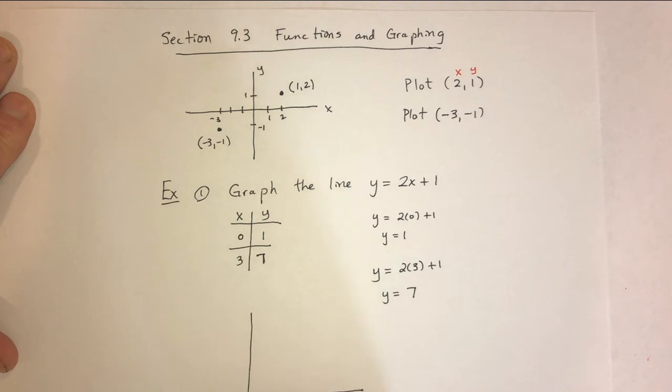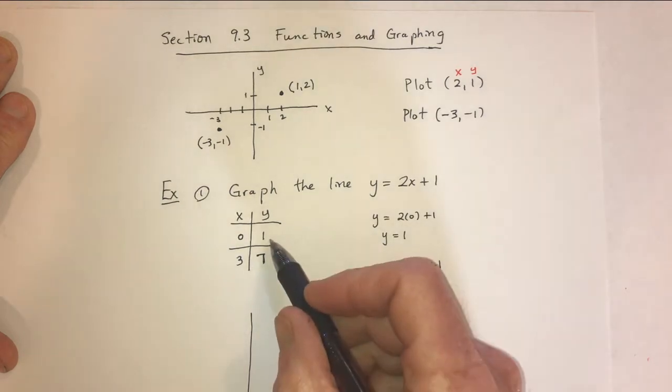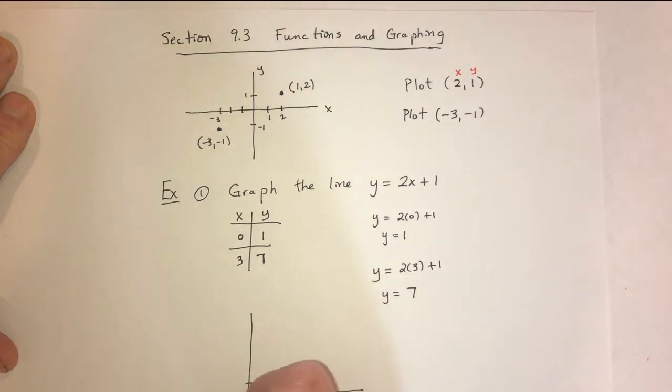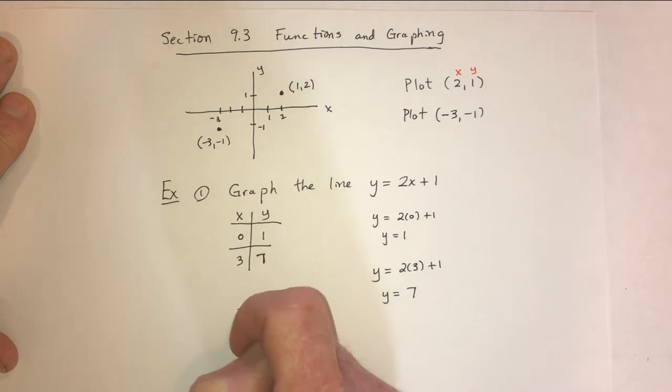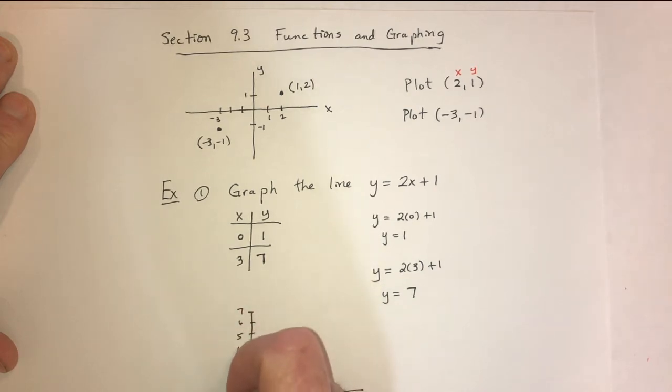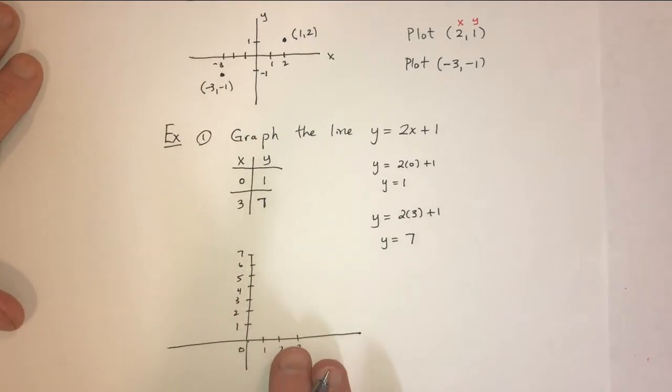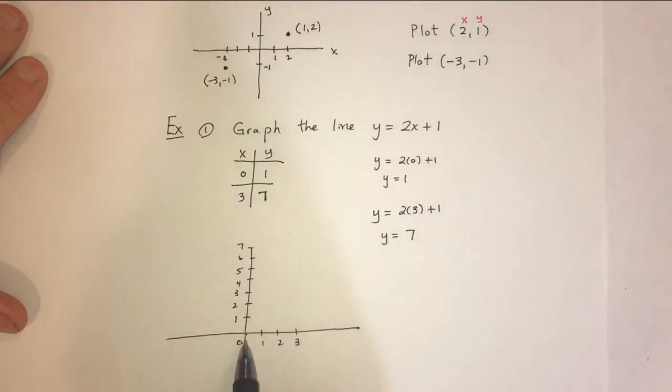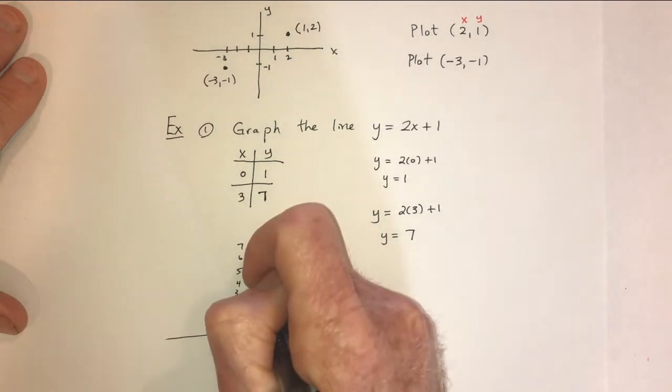So on the x-axis, I need 0, and then 1, 2, 3. And for the y's, I need to go up to 7. 1, 2, 3, 4, 5, 6, 7. And then plot the 2 points. So in the x direction, sorry about that. In the x direction, go 0. And then go up to 7.